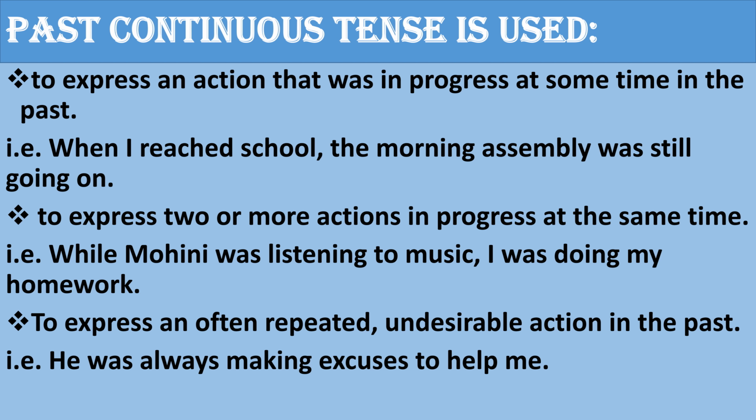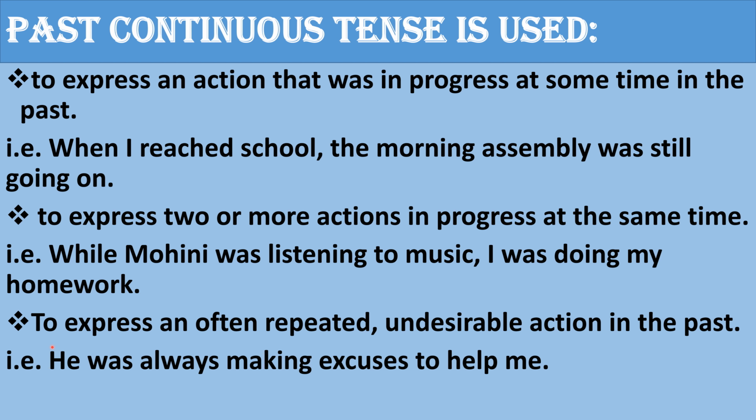Now let's discuss the situations where we can use past continuous tense. First one is to express an action that was in progress at some time in the past. For example: when I reached school, the morning assembly was still going on. So what you notice there, the morning assembly was going on. So it was in progress. Second situation is to express two or more actions in progress at the same time. When at the same time two actions are going on, we use past continuous tense. For example: while Mohini was listening to music, I was doing my homework. So two actions are going side by side.